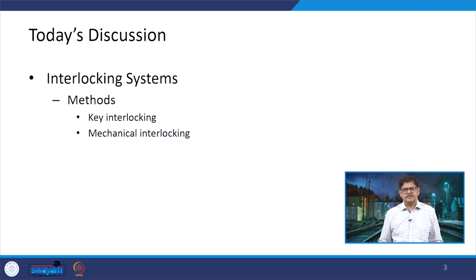Now in today's discussion, we will be primarily focusing on 2 aspects of interlocking. One is key interlocking, another one is mechanical interlocking. If you remember, in the previous lecture also we discussed something about the key interlocking in terms of operational conditions of the block and the block devices, and taking out a token and using that so as to either lock that particular section or release the section. So that is the type of aspect which we are going to take in detail now.